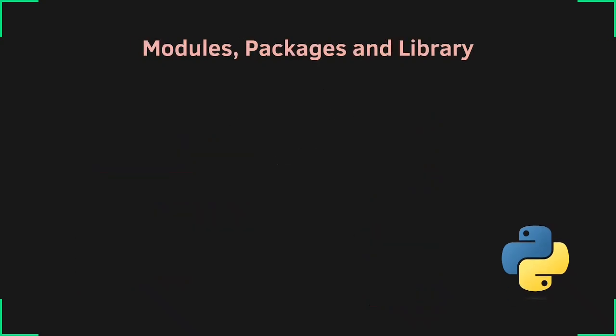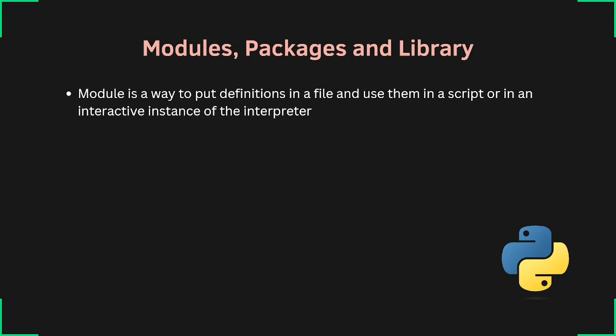And to support this, Python has a way to put definitions in a file and use them in a script or in an interactive instance of the interpreter. Such a file is called a module. So a module is basically just a file containing executable statements as well as function definitions. The file name is the module name ending with the .py extension.